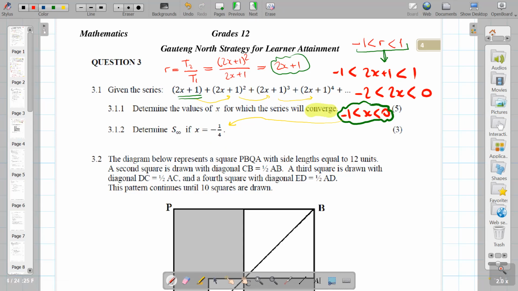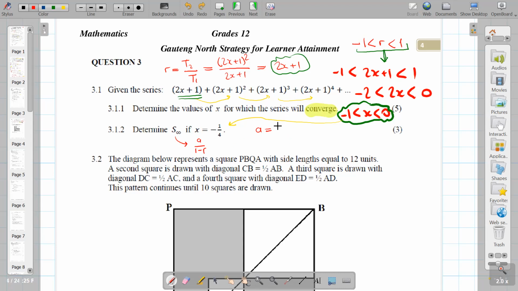And remember, S infinity is one of the easiest formulas: A over 1 minus R. We just need to find A by substituting x. But basically, A and R are the same thing. That will be the same R. So what is A then? A is 2x plus 1.